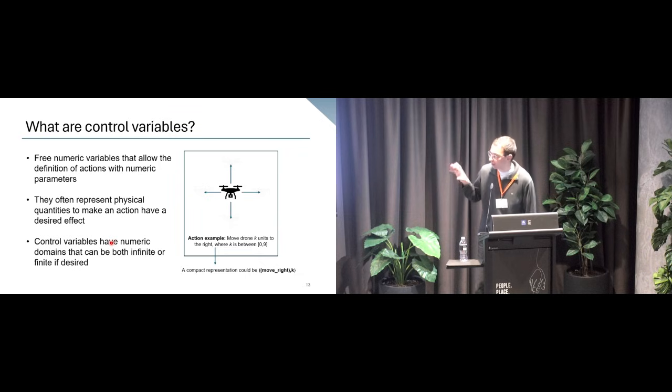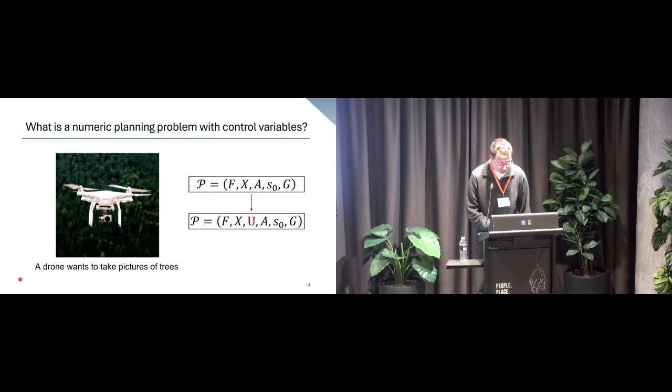What do these variables represent? They often represent physical quantities that make actions have some desired effects. In this case, we have movement, but we can also describe amounts of production, money withdrawal, etc. A lot of things. They are just lifted numbers, in a sense. You can define them with a numeric domain, and this domain can be infinite or finite if desired. So how does this look in the formalization?